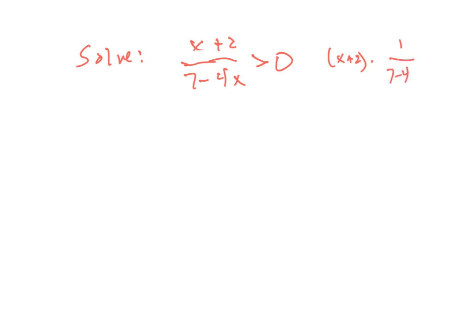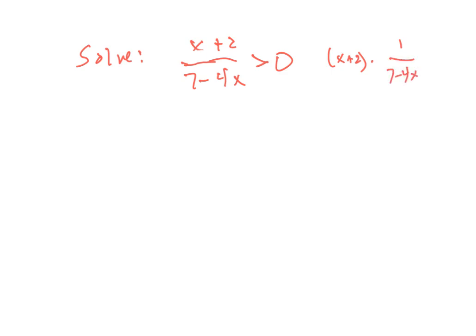Let's try this one. I guess we'll still do it in red. x plus 2 over 7 minus 4x, strictly positive. Let me get rid of the stray mark. Now I got rid of the fraction line. There we go. So this is not a product. This is a quotient. But quotients are actually a lot like products. Let's think of this as x plus 2 times the number 1 over 7 minus 4x.